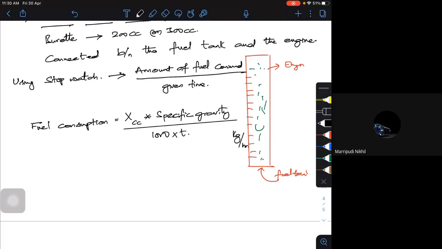Whether you want to convert the time to hours or keep it in seconds doesn't matter. If you keep it in seconds, the time should be in seconds. So fuel consumption in kg per second or kg per hour depends on the amount of fuel consumed, into specific gravity, divided by 1000 to convert cc, divided by the time taken. This is how you can calculate the fuel consumption.